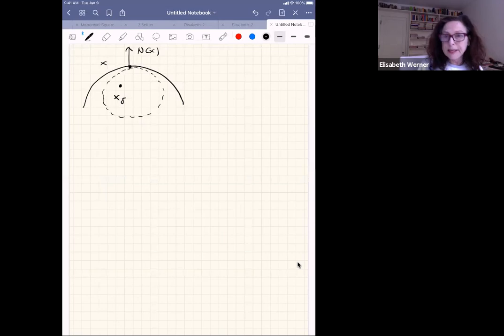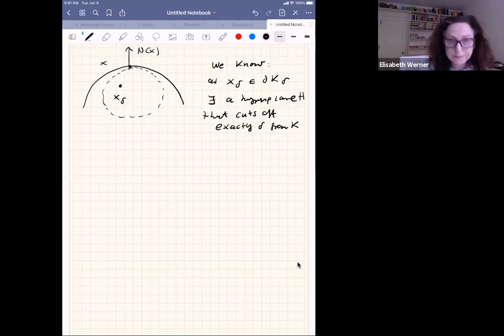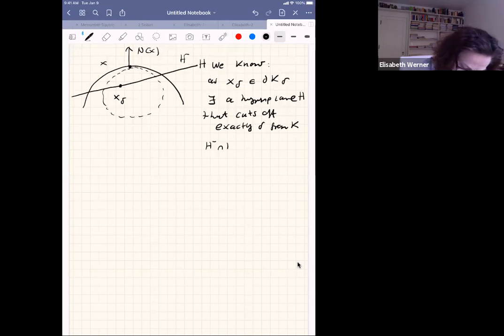Now, what happens? Well, I stated that when we were discussing floating bodies. We know x delta is a point on the boundary of the floating body, so by definition of the floating body there exists a hyperplane H that cuts off exactly delta from K. We know there is such a hyperplane that cuts off exactly delta from K, that we had mentioned when we were discussing the floating bodies. That is, if this is H minus, then H minus intersected with K has volume delta.